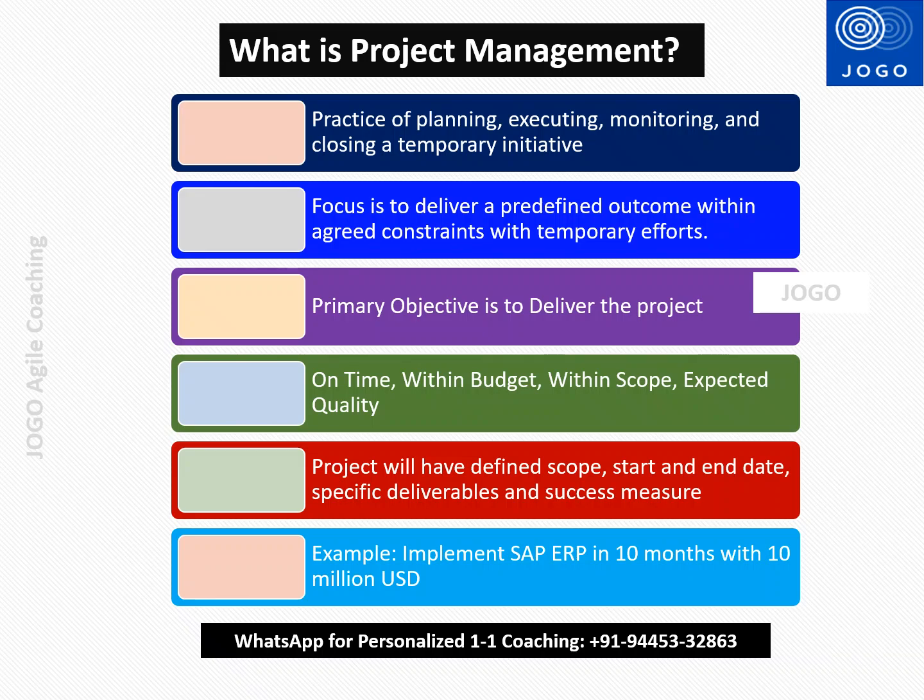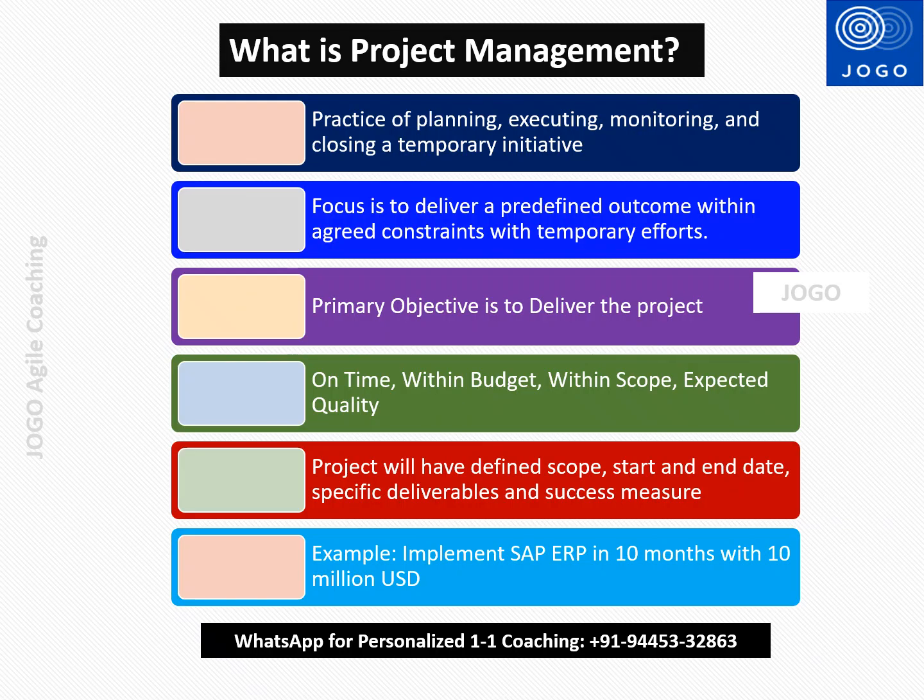Let's understand what is project management. Project management is a practice of planning, executing, monitoring and closing a temporary initiative. A project is a temporary initiative that can be for 3 months, 4 months or 5 months. It will be over after this temporary timeline. A project will focus on delivering the predefined outcome within agreed constraints with the temporary effort. So the effort will be temporary because the timeline will be temporary, and the outcome will be predefined or agreed well in advance within the constraints. The constraints will be the timeline or quality, all those things.